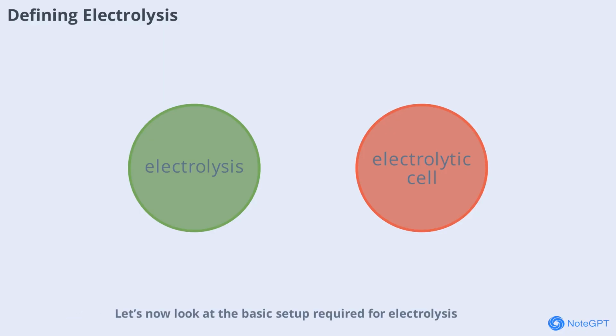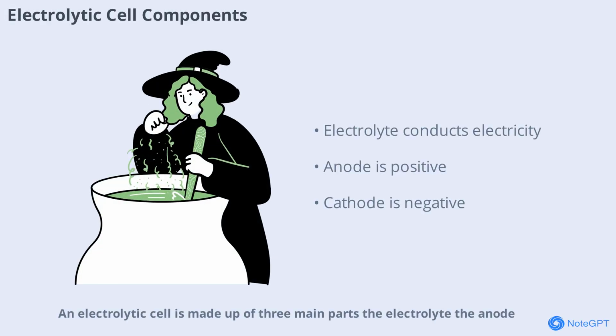Let's now look at the basic setup required for electrolysis. An electrolytic cell is made up of three main parts: the electrolyte, the anode, and the cathode. The electrolyte is a substance that conducts electricity by the movement of ions. The anode is the positive electrode, while the cathode is the negative electrode.